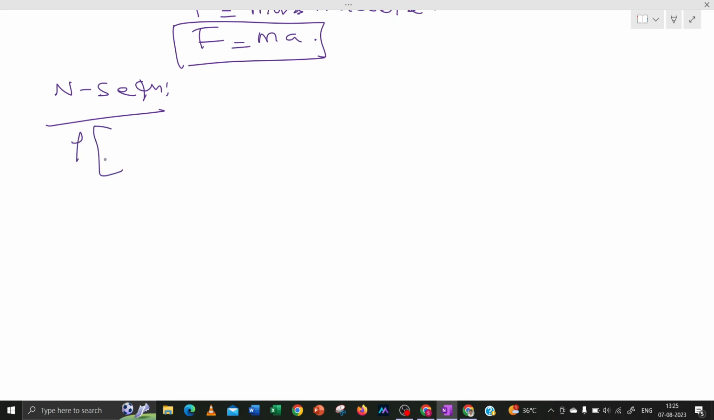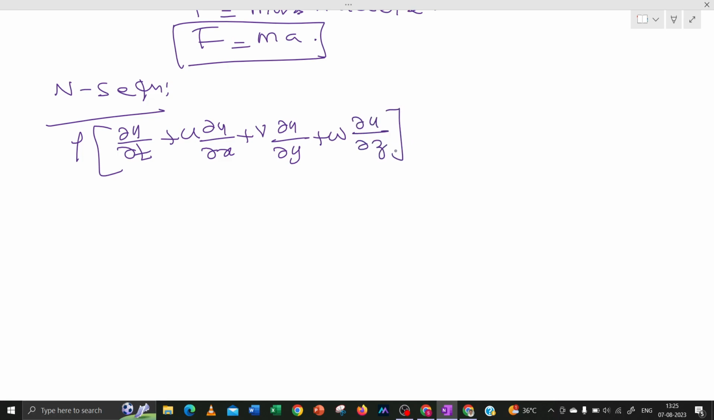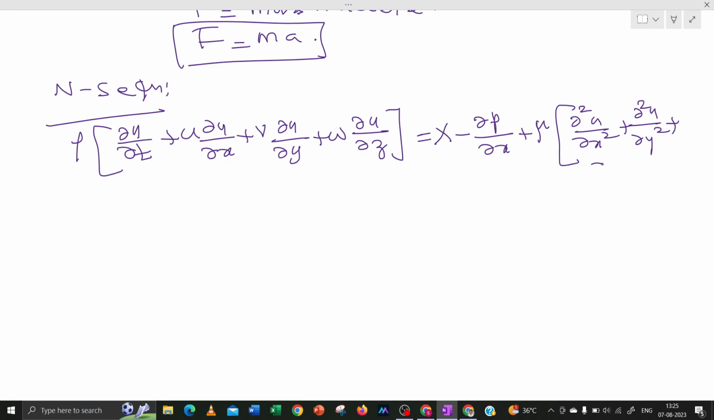Then the Navier-Stokes equation can be written as rho times dou u by dou t plus u dou u by dou x plus v dou u by dou y plus w dou u by dou z equal to X minus dou p by dou x plus mu into dou square u by dou x square plus dou square u by dou y square plus dou square u by dou z square, which is equation number 2.